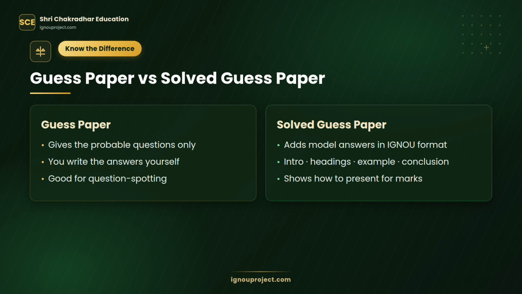You will also hear the phrase, solved guest paper. A plain guest paper gives you only the probable questions. A solved guest paper adds model answers, written in the proper IGNOU format, with an introduction, clear headings and points, examples, and a conclusion, all inside the word limit. This matters because in IGNOU exams, your marks depend not only on what you know, but also on how well you present it.